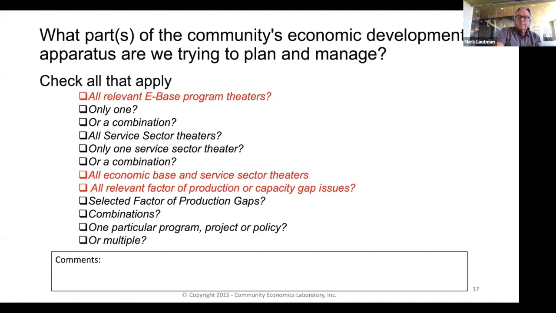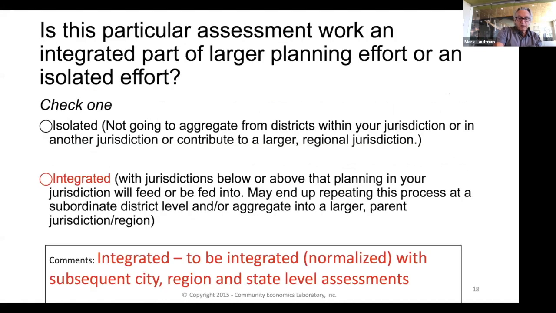So what parts of the community's economic development apparatus are we trying to plan and manage? So for this case, all relevant theaters are being evaluated, but we're really just focusing on the economic base. So I basically put in red the three that really apply in this run through.